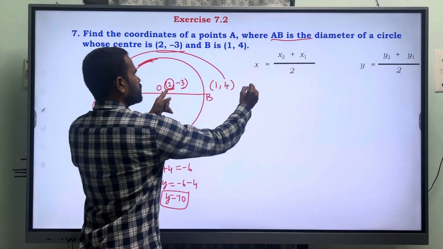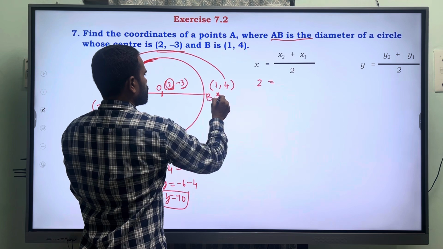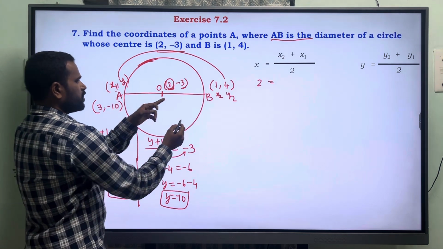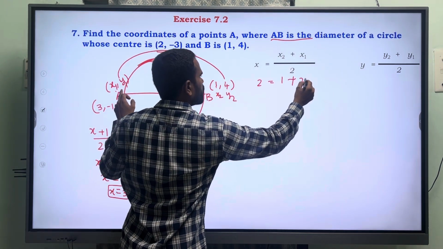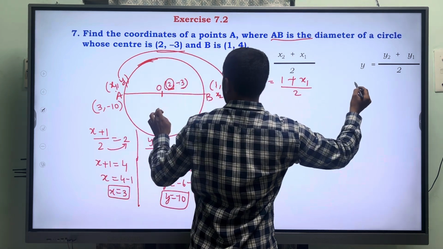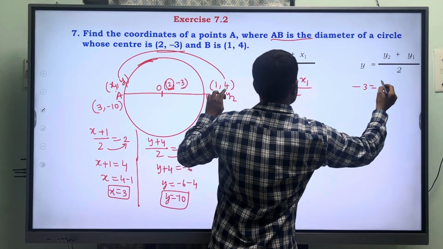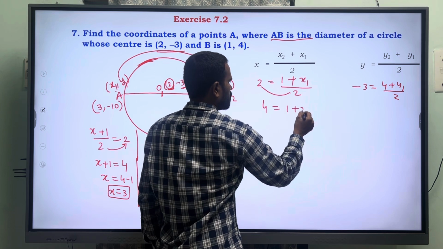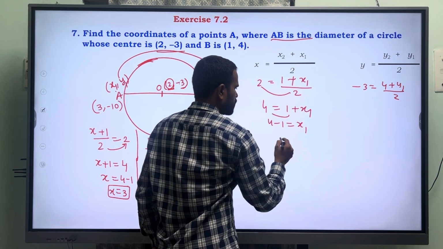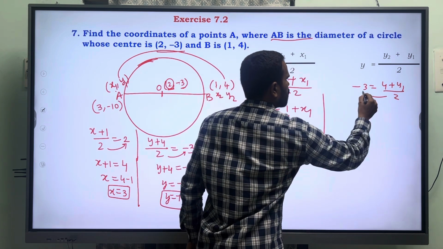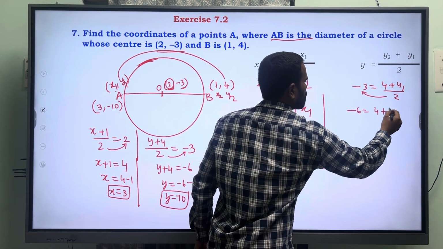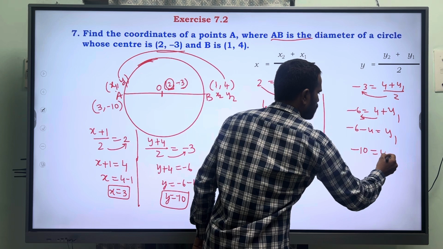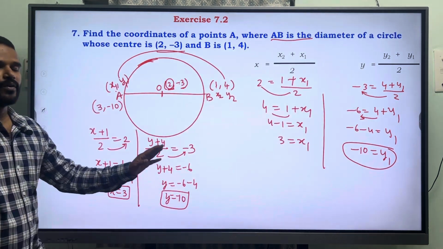See here, x is how much? 2. x2 is 1, this is x1, y1. Okay, x2 is 1 plus x1 by 2. Here y is how much? Minus 3, y2 is 4 plus y1 by 2. Okay, 2 twos are 4 equal to 1 plus x1, 4 minus 1 equal to x1, 3 equal to x1. 2 threes are minus 6 equal to 4 plus y1, 4 will come to the other side, minus 6 minus 4 equal to y1, minus 10 equal to y1. Okay, this is how we are going to do this problem.